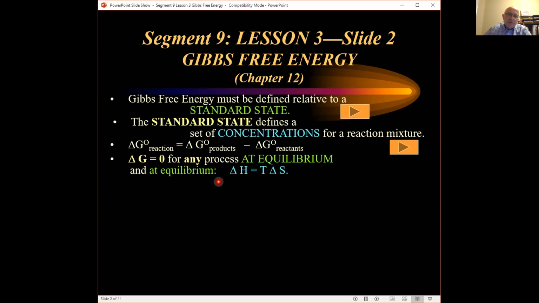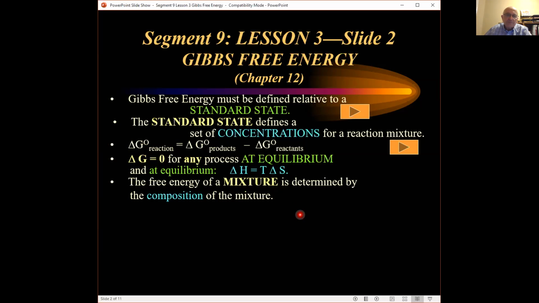The delta G will be 0 when the process is at equilibrium. And at that point, if delta G is 0, the relationship between delta H and delta S is delta H is equal to T delta S. This is the temperature where equilibrium occurs, and we can calculate that if we know a value of delta H and delta S.